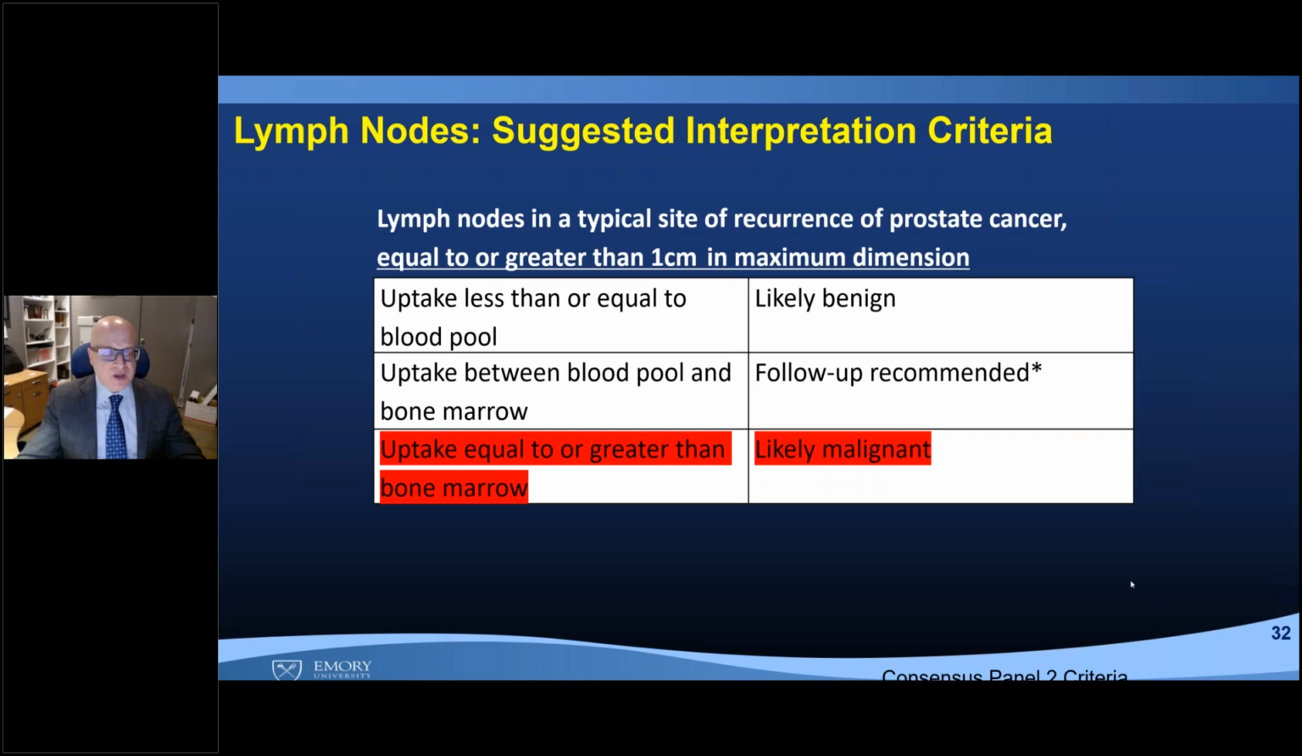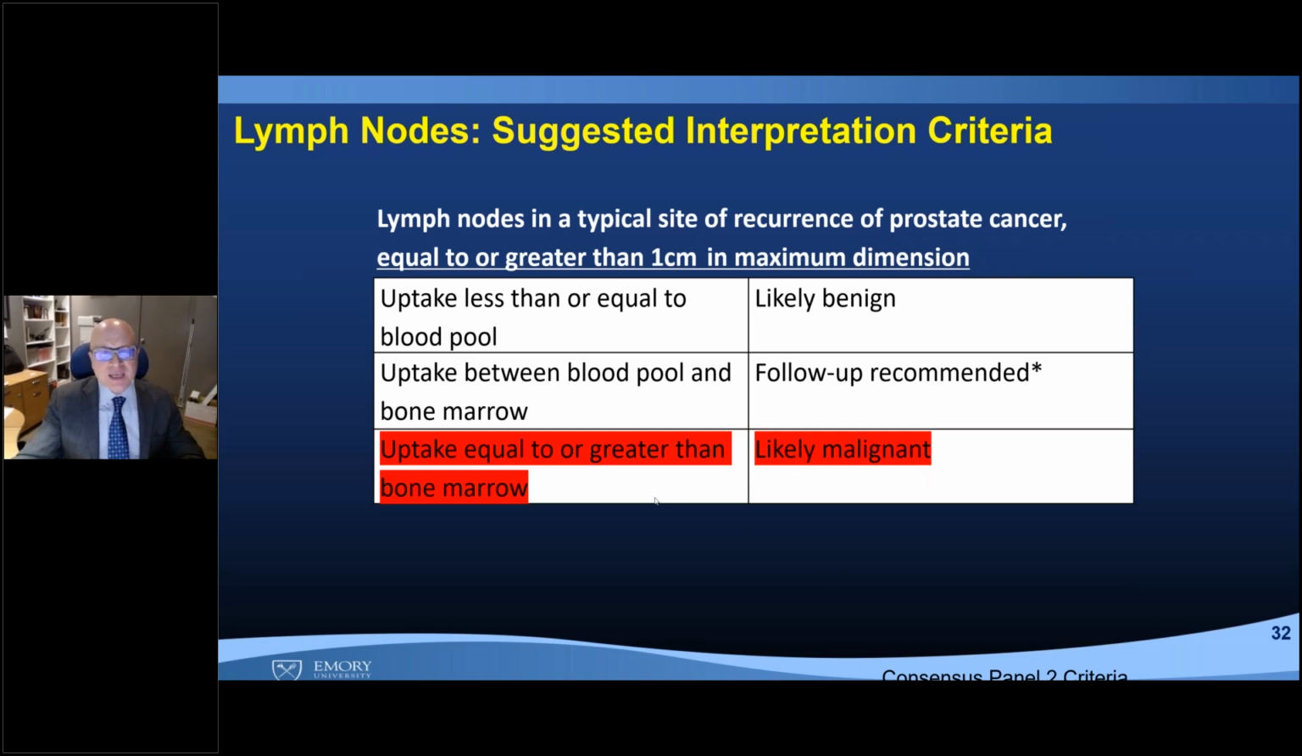Moving on to lymph nodes. First, it's important to divide the lymph nodes into those greater than or less than a centimeter in maximal dimension. Now, if for your report you're going to use short axis or bidimensional, that's the convention. But for the purpose of this visual analysis, we're just going to use maximum dimension, and the lymph node has to be in a typical site of recurrence.